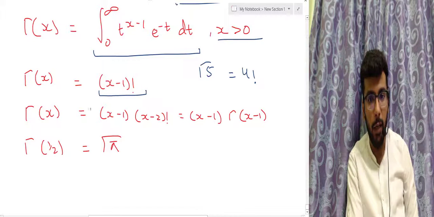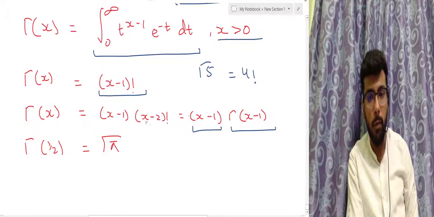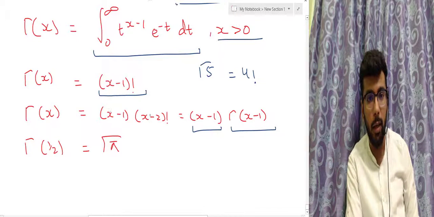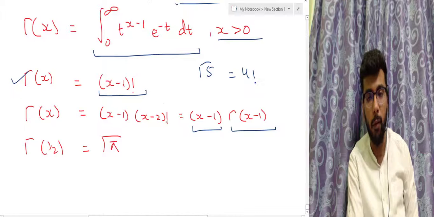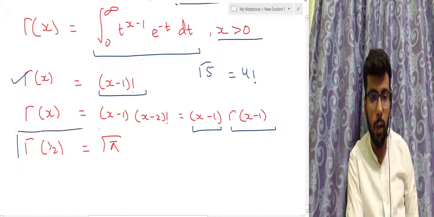Now this is quite obvious because we know that gamma of x is equal to x minus 1 factorial, which can be written as x minus 1 into x minus 2 factorial, which can be written as x minus 1 into gamma of x minus 1, because x minus 2 factorial is the same as gamma of x minus 1. By this rule directly, if gamma of x is x minus 1 factorial, then x minus 2 factorial can be written as gamma of x minus 1. And this is one special rule that applies: gamma of half is equal to root over pi.